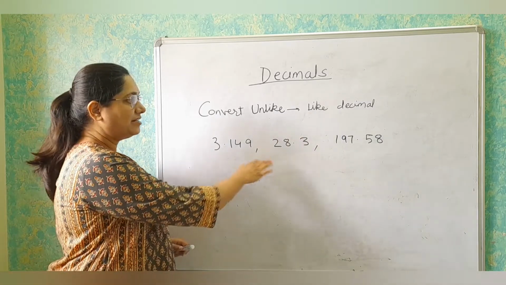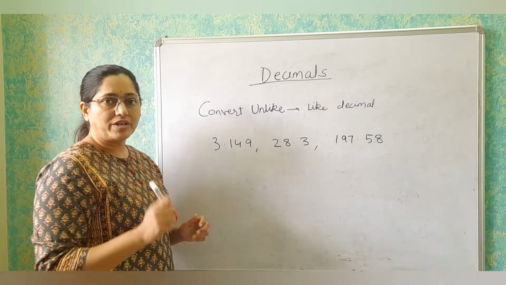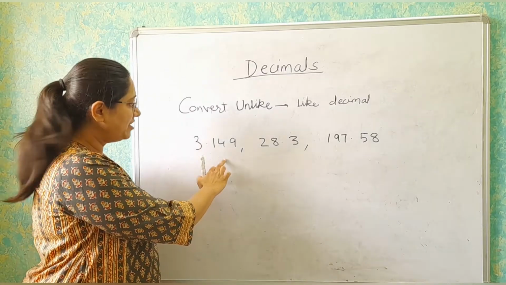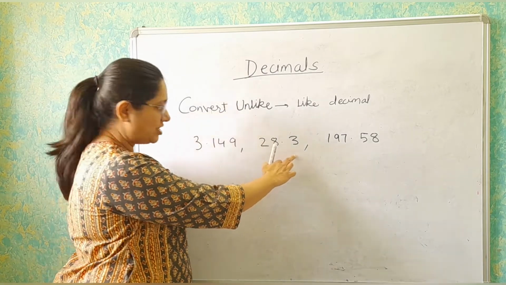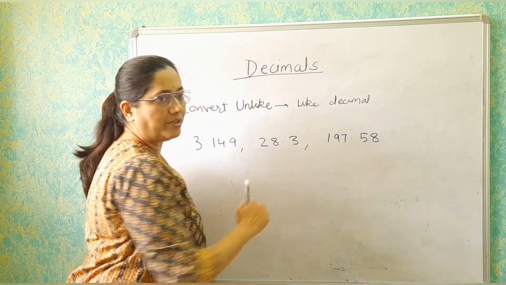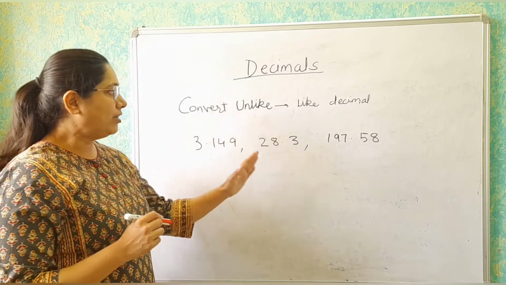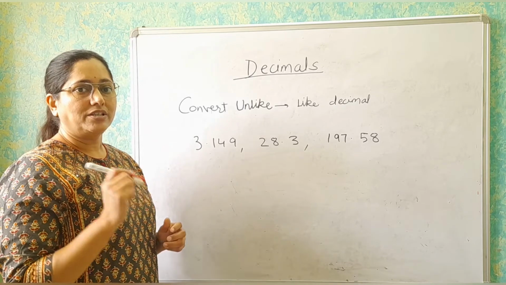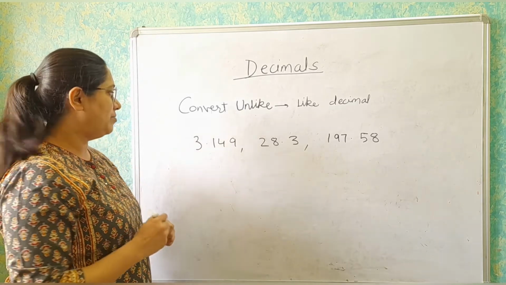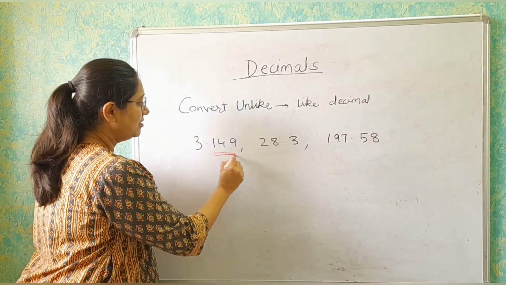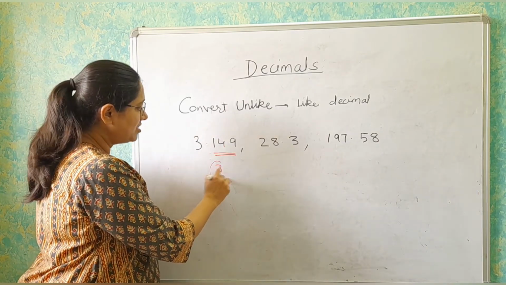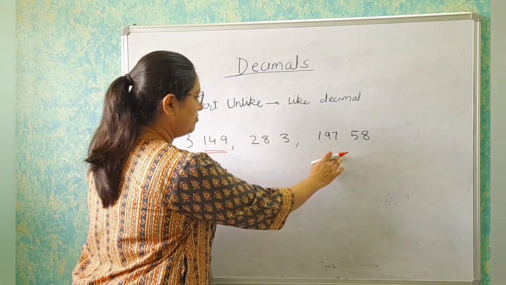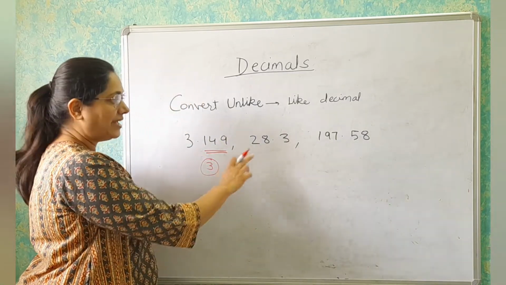Now we will learn how to convert unlike decimals into like decimals. For example, these are three decimal numbers. First, we will count the number of digits in the decimal part. This number has 3 digits in the decimal part. This number has just 1 digit and this number has 2 digits in the decimal part. They are all unlike decimals. To make them like decimals, we just have to count the highest number of digits in the decimal part, and that is 3. So we just have to add zeros in these two numbers so that they become like decimals.